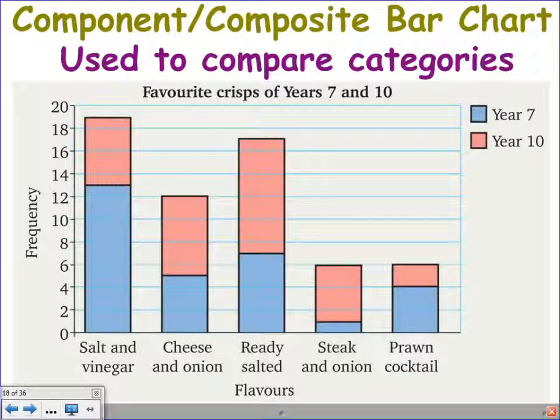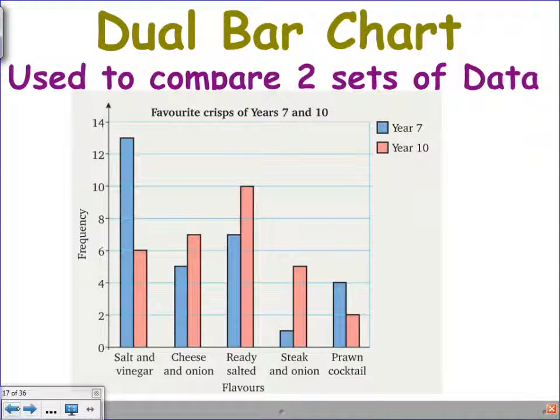So from this bar chart, it's not easy to see year 7 and year 10 side by side, is it? Because one's on top of the other. Okay? But it is easy to see that salt and vinegar is the most popular. Ready salted is next, cheese and onion next. Oh, lo and behold, steak and onion and prawn cocktail are the same. If I try and do that with this diagram, can you see that steak and onion is the same as prawn cocktail? They're not. You see, it's impossible because you have to imagine that on that and this on this.